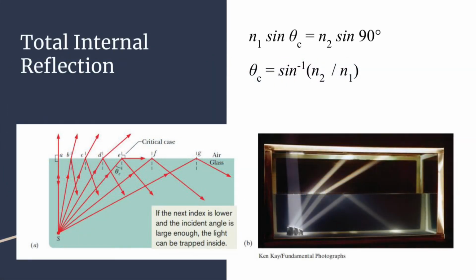As the incident angle increases, the angle of refraction gradually increases. When the refracted angle reaches 90 degrees, there isn't any refracted ray. The light ray is completely reflected, which is called total internal reflection. The angle at the moment when the refracted angle is 90 degrees is called the critical angle. The critical angle can be calculated using Snell's law: theta critical equals arc sine of n2 over n1.